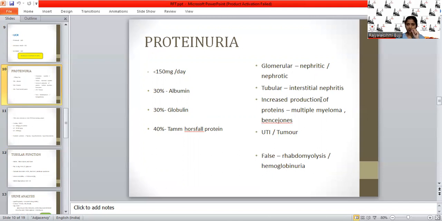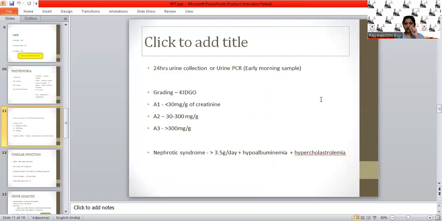False detection of protein we can see in rhabdomyolysis, where myoglobin can be detected as a protein, and in hemoglobinuria, where hemoglobin or globin can be detected as protein. So before interpreting proteinuria, especially in the critically ill patient, we have to rule out rhabdomyolysis.